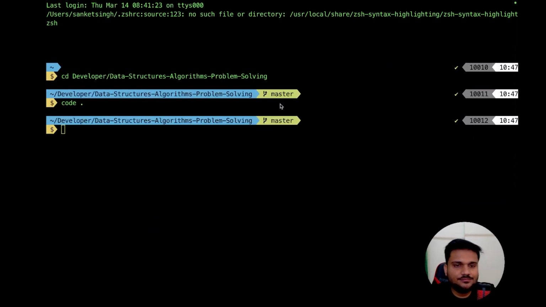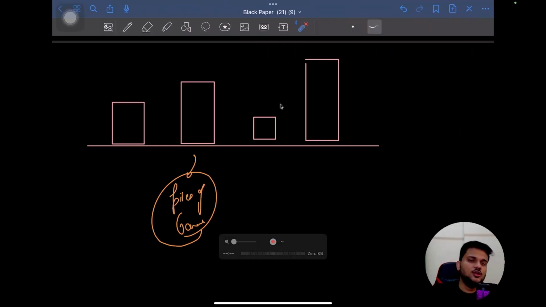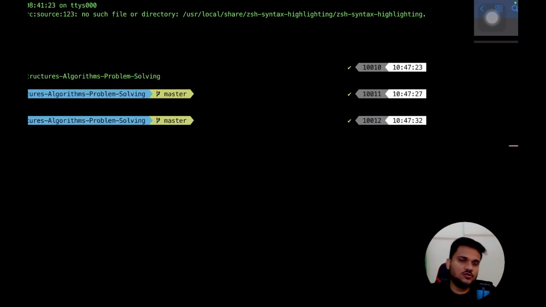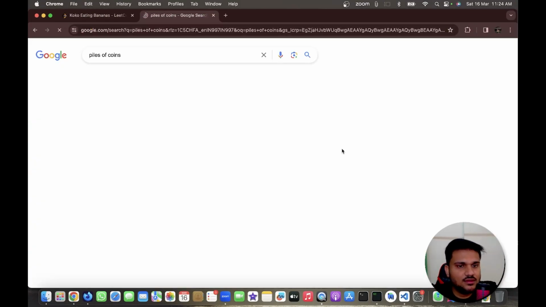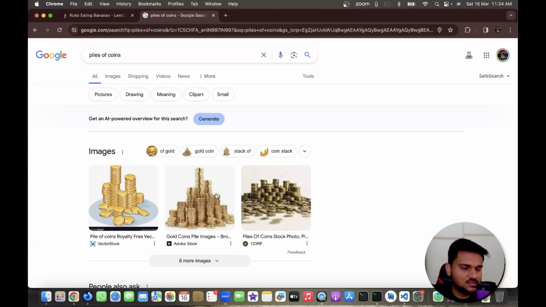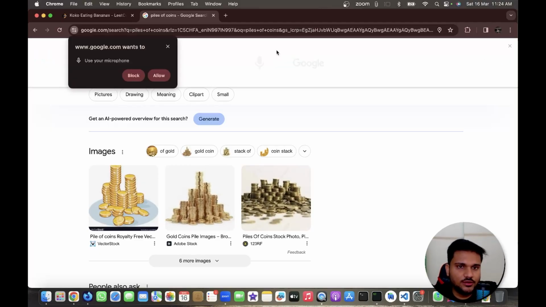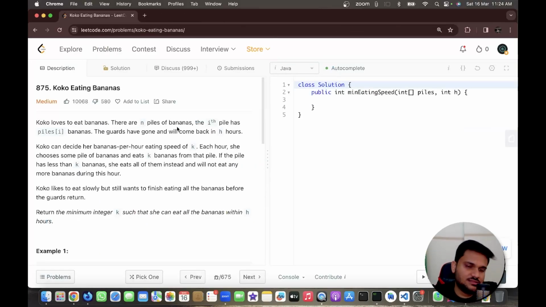Okay, that's a pile. So generally a pile is something like you put one banana, on the top of that banana you put one more, and so on. For example, if somewhere you write piles of coins, it looks like this. A pile of coins is like this. One coin on the top of another, on the top of another, and so on. That's a pile of coins. Similar to that, you have piles of bananas. The ith pile has piles[i] number of bananas.